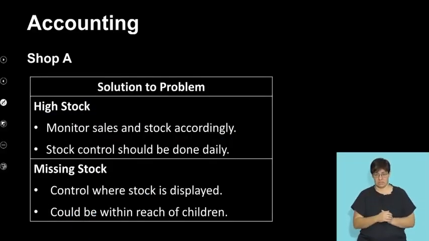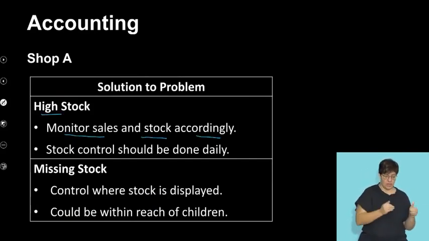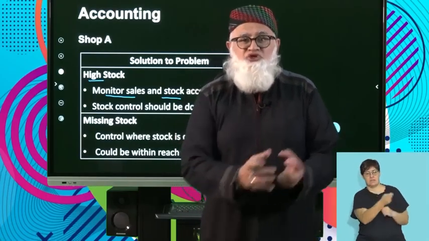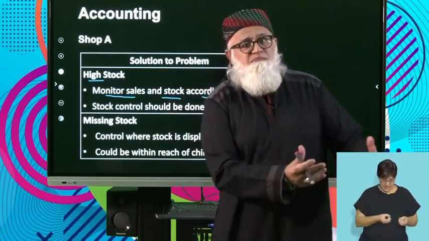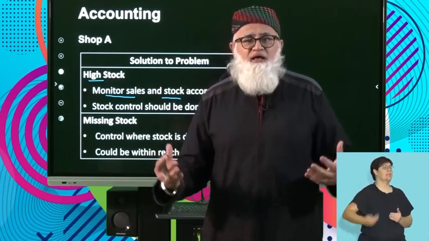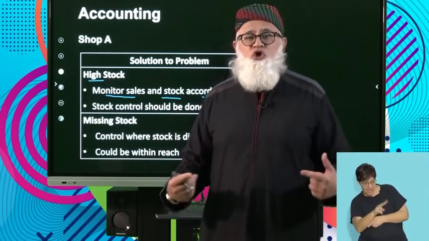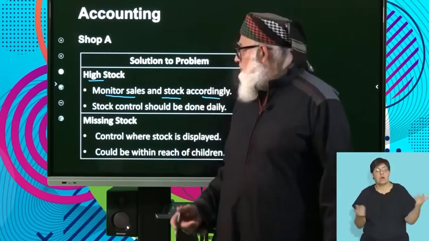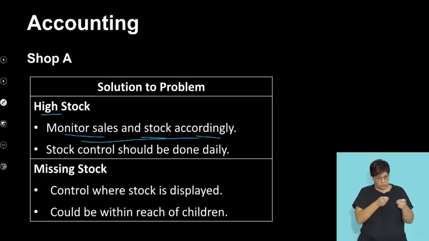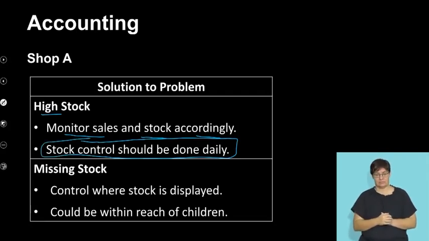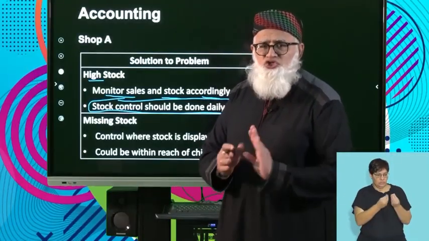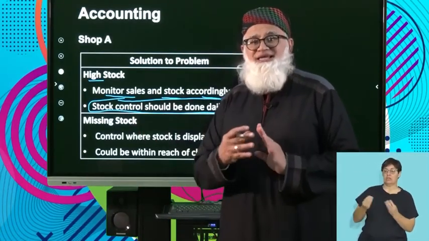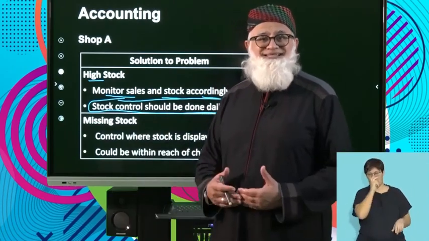What's our solution? With regards to the high stock, monitor sales and stocks accordingly. That means look at the number of units that are being sold. That will then determine how much stock must be supplied to that tuck shop. You can't just supply nilly-willy, not taking into consideration how many units are being sold. So stock control should be done daily. The manager needs to inform you of the stock on hand. Do not send excess stock because surely it is not needed.